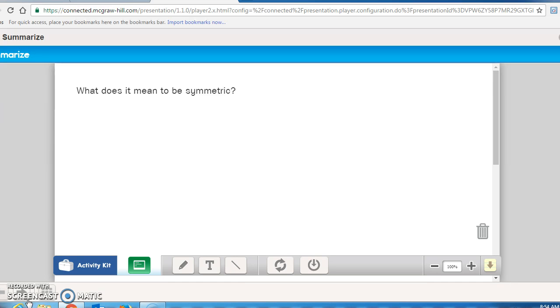What does it mean to be symmetric? When you fold them, or when you see something, one side exactly matches the other.